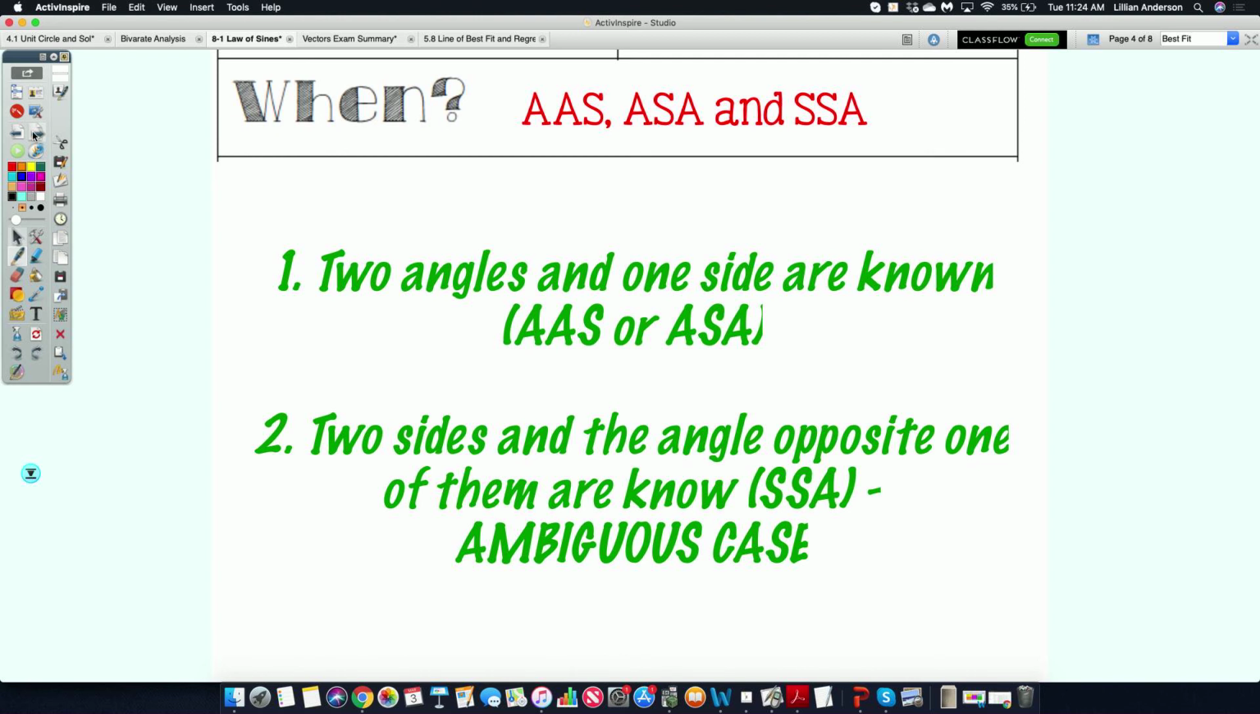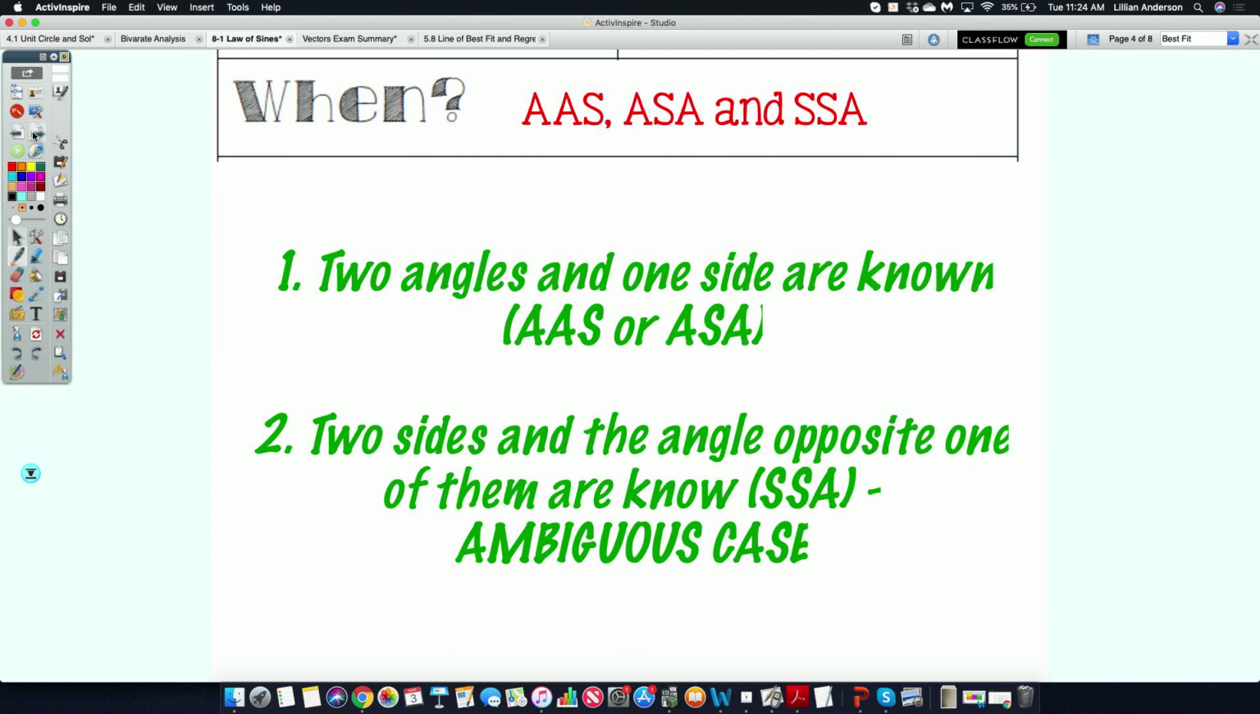Angle, angle, side, or angle, side, angle, that's when you know 2 angles and a side. That side can either be in between the 2 angles or on the outside. Or, when you know 2 sides and an angle opposite one of those sides, that's when you use law of sines. Now, that side-side-angle case does have an ambiguous case. That basically means that not every combination of side lengths and angle measures is going to produce a triangle or produce solely one triangle. So you have to be careful.